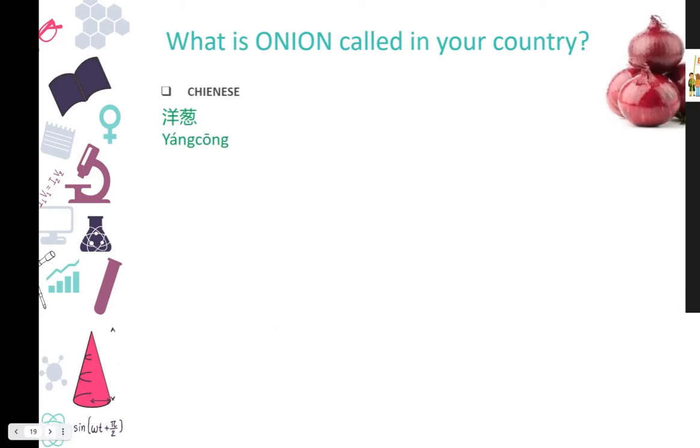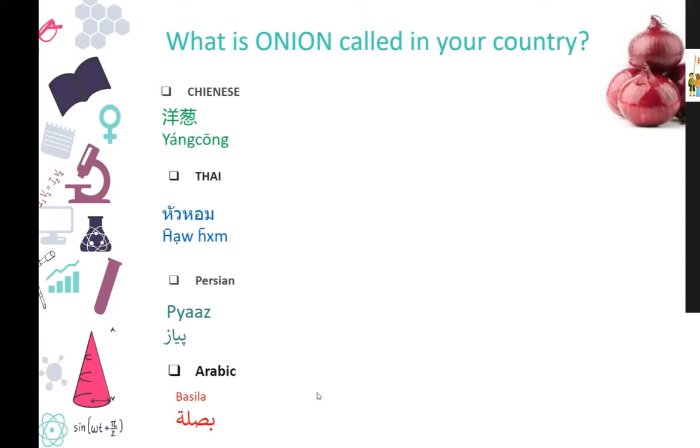Do you think that in Chinese, onion is called yangchong? Yes. Excellent. I don't know Chinese, though. Okay, in Thai, onion is called this. Do you agree? Yes. In Persian, onion is called this. Excellent job. And in Arabic, onion is called this. Okay, now see here.